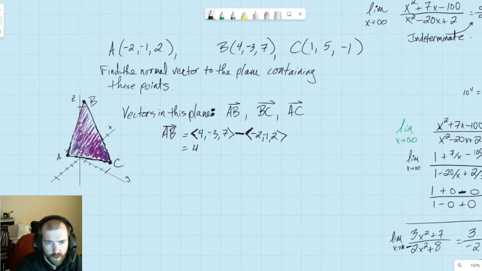So we get 4 minus -2, -3 minus -1, and 7 minus 2 as our vector AB.